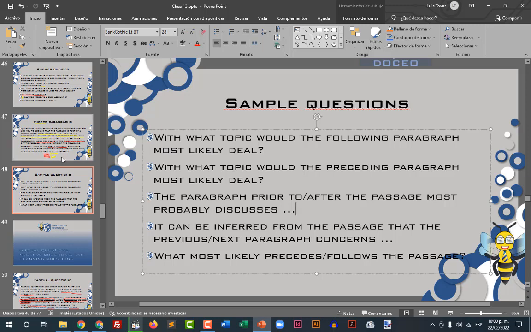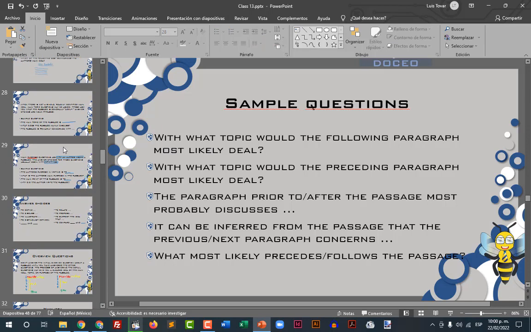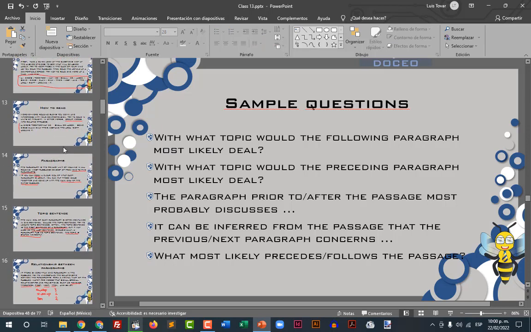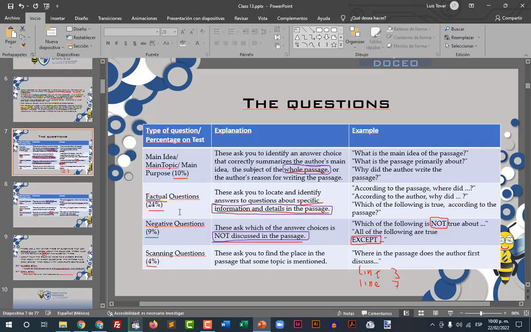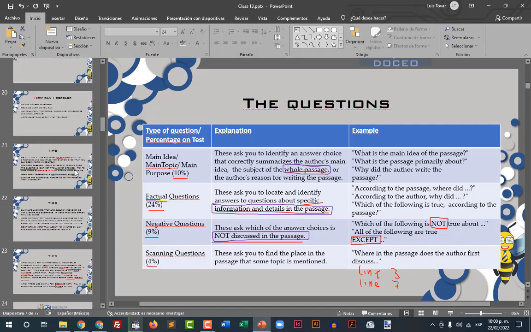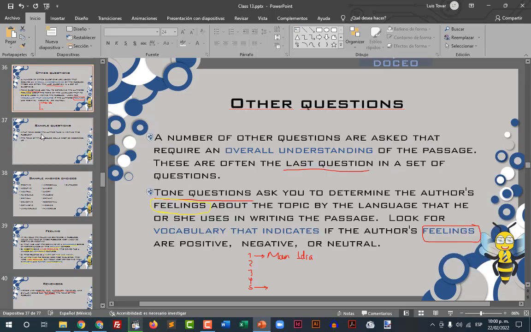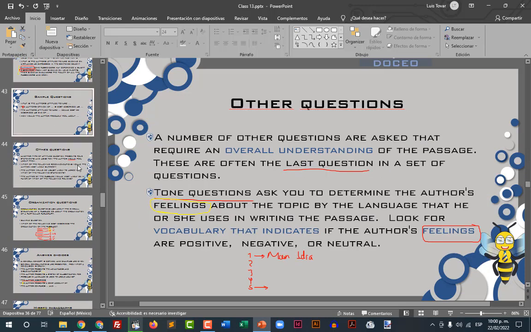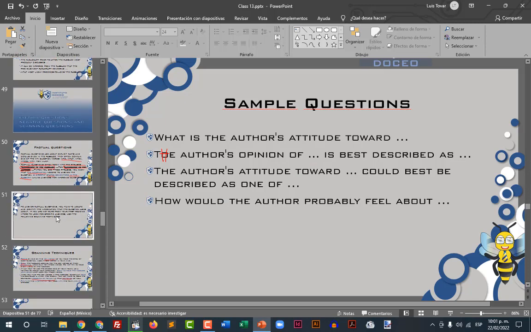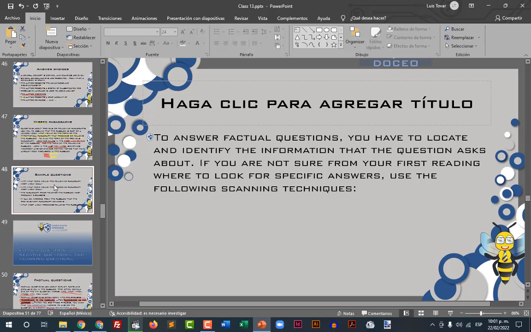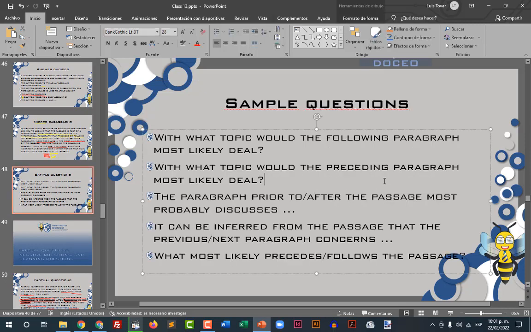Okay, remember that I gave you the chart. I told you, we have main idea, main topic, and main purpose of the question. I told you what the questions were, and I gave you some examples. What is the main idea of the passage? What is the passage primarily about, etc. Now I'm telling you that you could also find questions like these. They could also appear on the TOEFL exam.